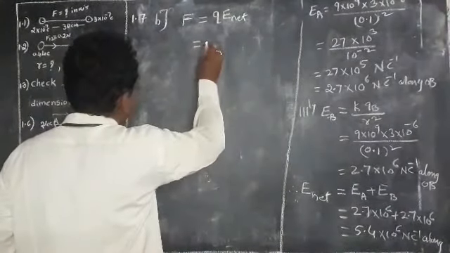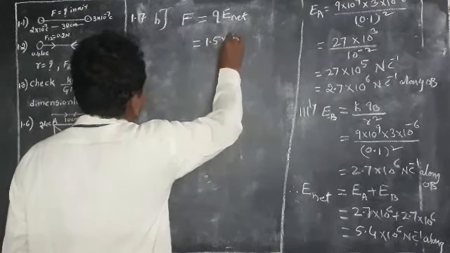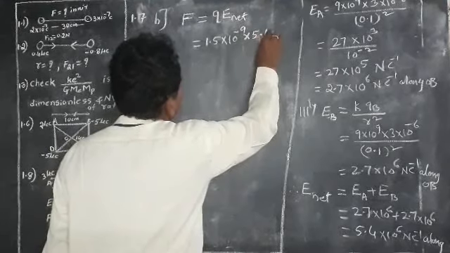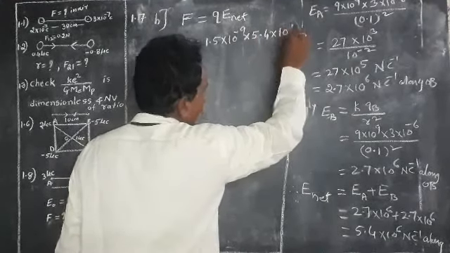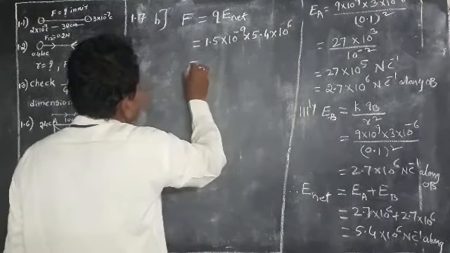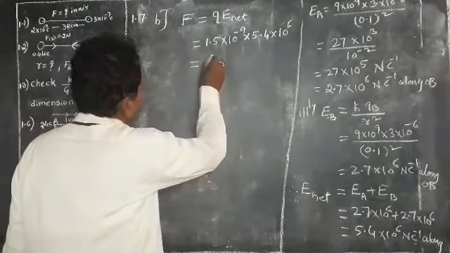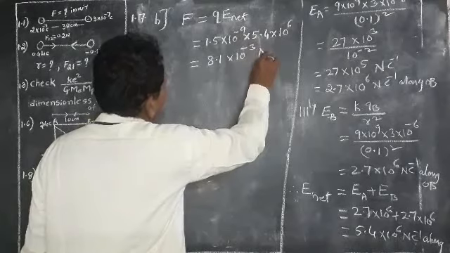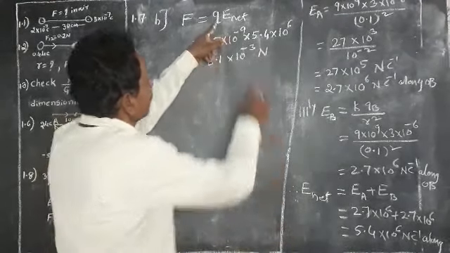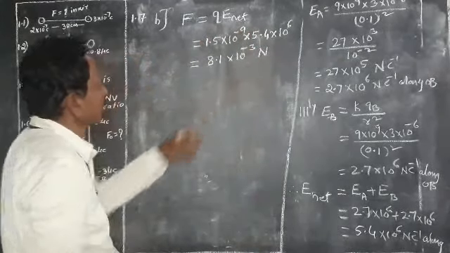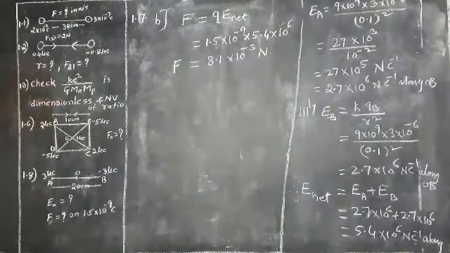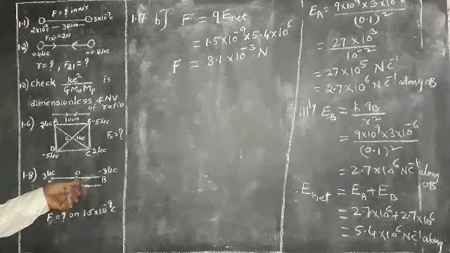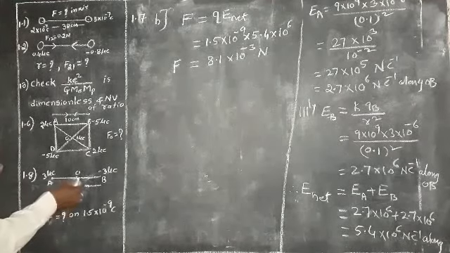That is equal to, the charge placed is 1.5 nanocoulomb, which can be written as 1.5 into 10 raised to minus 9 coulomb, and E net equal to 5.4 into 10 to the power 6 Newton per coulomb, that is equal to 8.1 into 10 to the power minus 3 Newton. It is coulomb and it is Newton per coulomb. Coulomb gets cancelled, remaining Newton. Therefore, the force on a negative charge placed at O is 8.1 into 10 to the power minus 3 Newton, and the direction of force is from O to A.